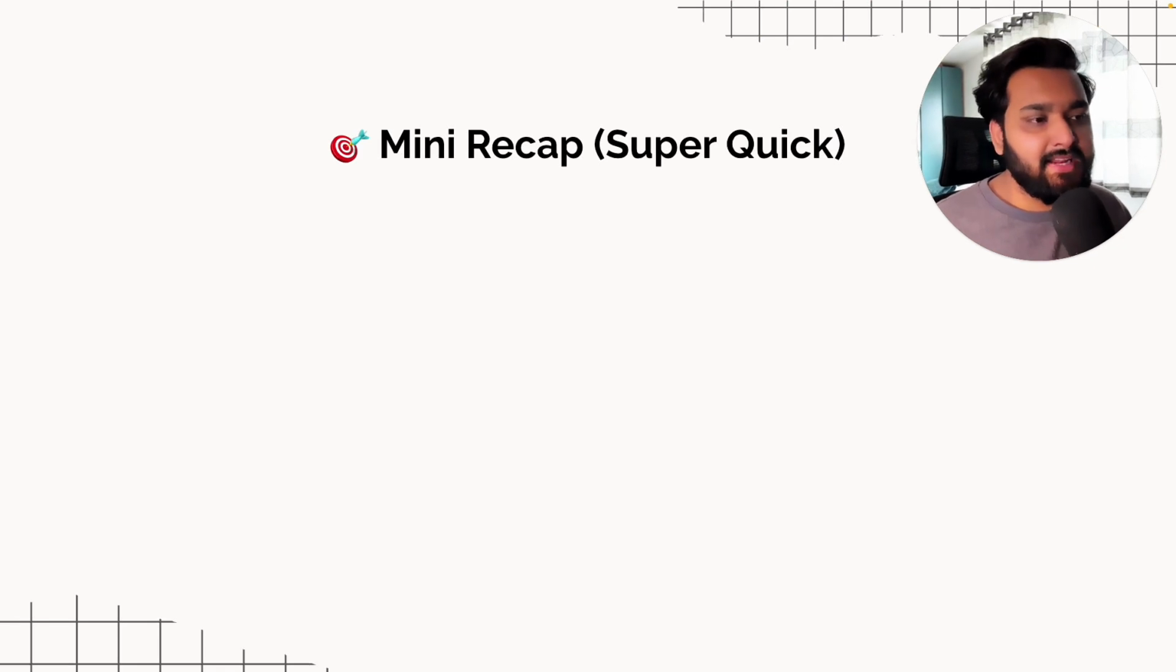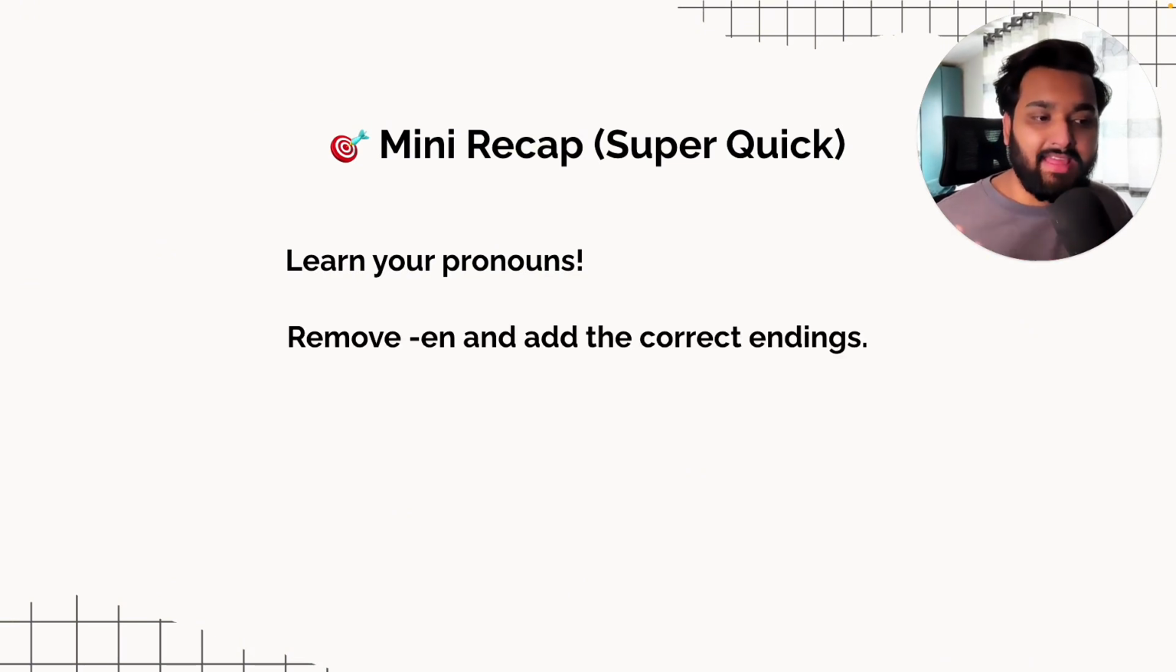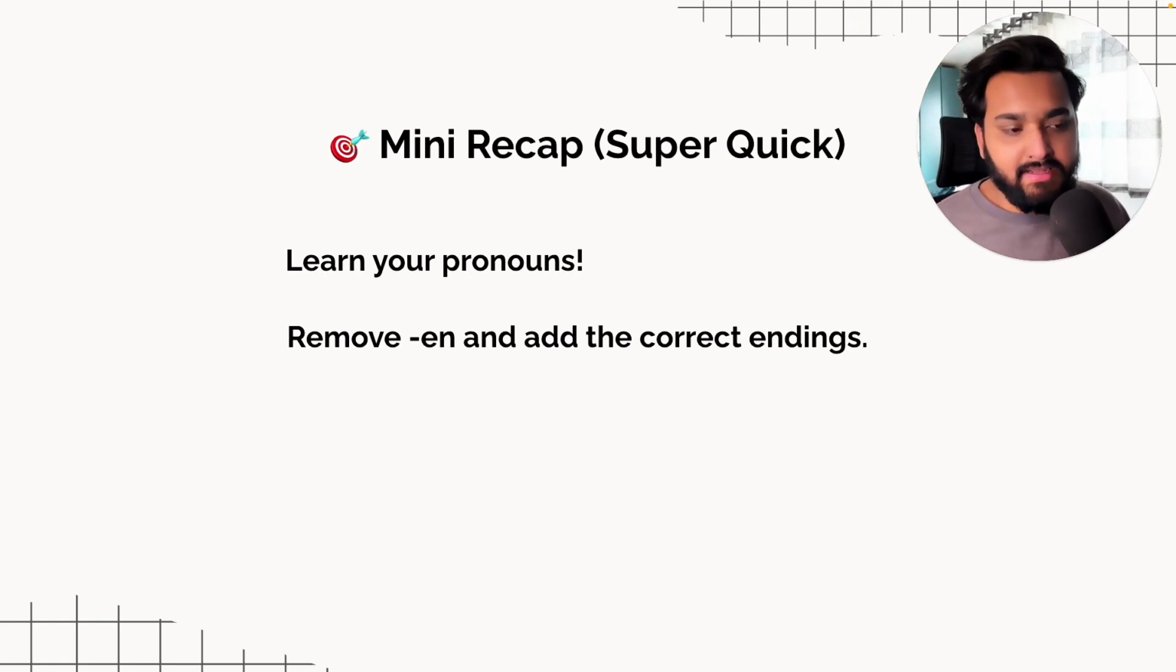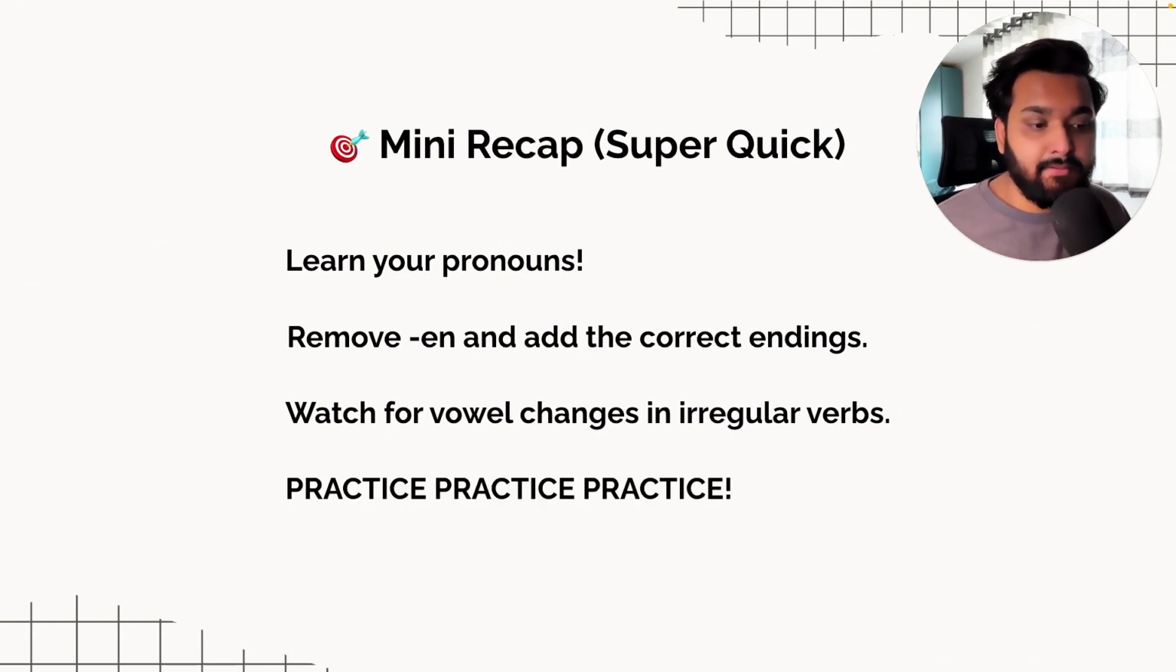So here is a mini recap of the entire lesson. Super quick. Learn your pronouns. Don't mess up with that. You have to learn each and every personal pronoun. Then remove the -en and add the correct endings. Watch for vowel changes in irregular verbs. For example, in the case of du and er, we didn't say du fahrst, we said du fährst, er fährt. So you have to watch for the vowel changes. Then finally, practice, practice and practice. You don't have any alternative to that. You have to practice as much as you can. Practice makes the verbs stick in your head.